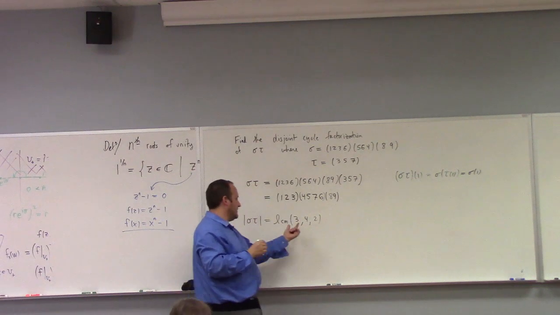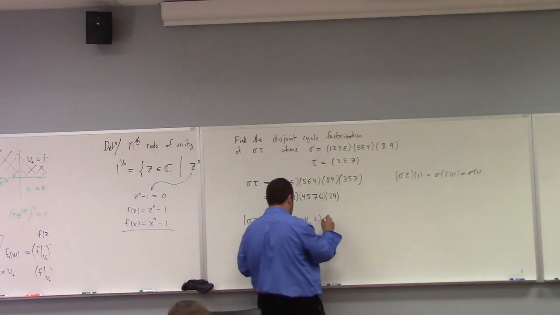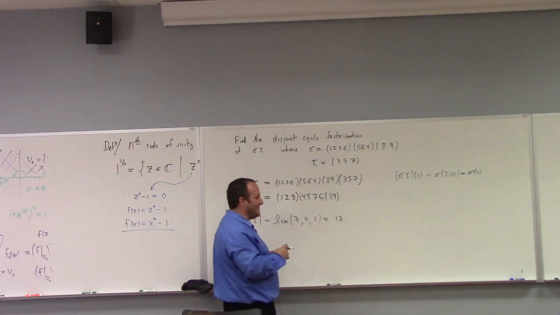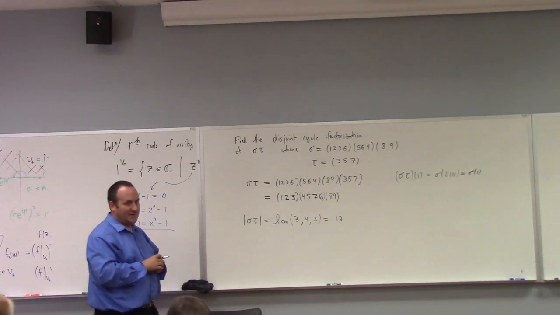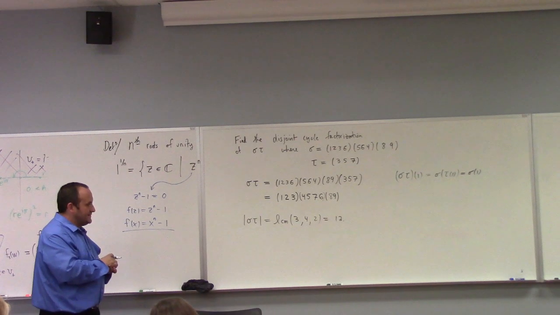But what's this? What's the least common multiple of 3, 4, and 2? 12? Okay. I was thinking 6, but that's wrong. Okay. So, what can I tell you? I'm not a number theorist, all right? So there you go.